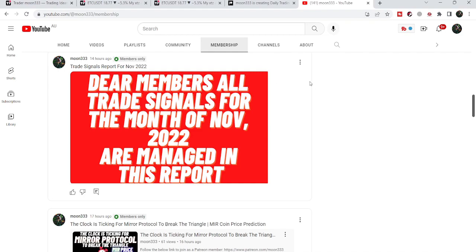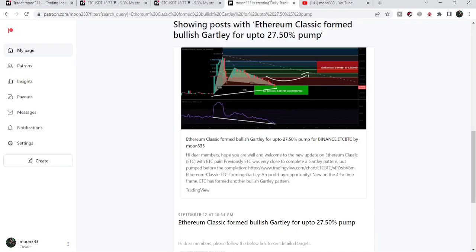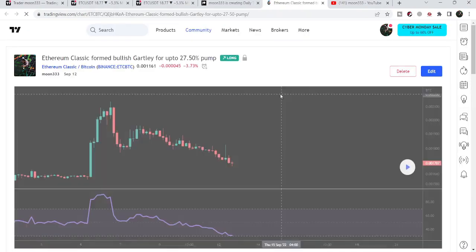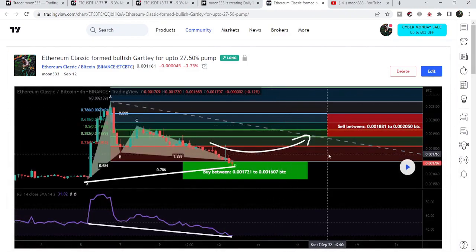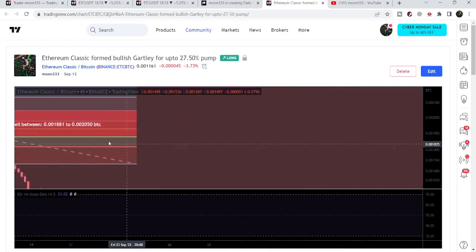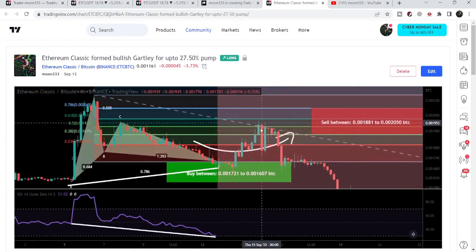Now let's start the analysis. First of all, let me begin with my recent trade setup of Ethereum Classic that I shared with my members. That was, by the way, back on the 12th of September, a harmonic bullish reversal pattern that Ethereum Classic formed on the 4-hour time frame chart with the Bitcoin pair. After playing this chart, we can see that the price line started a nice reversal, and this was, by the way, more than a 15% pump.